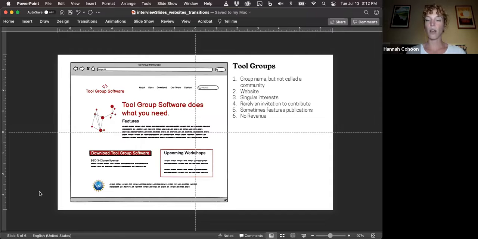We also saw what we called tool groups, and these are similar to peer production communities. They have a name, website, singular interests, but they don't invite contributions. So you can access the software, it could even be open source, but it's not peer production because there's not an open community behind it.